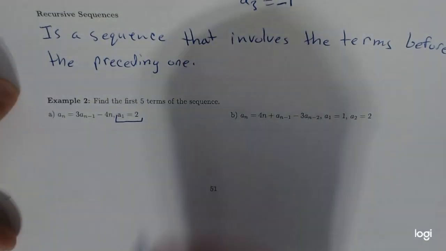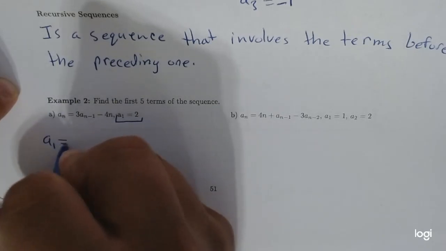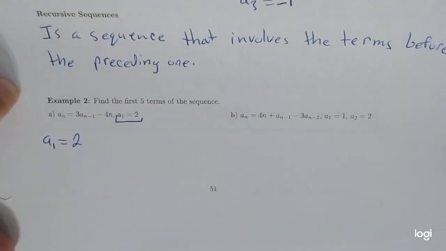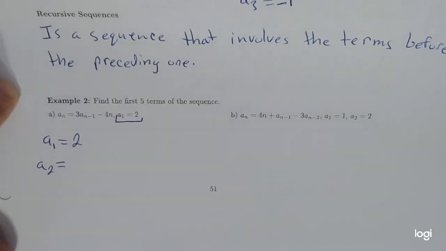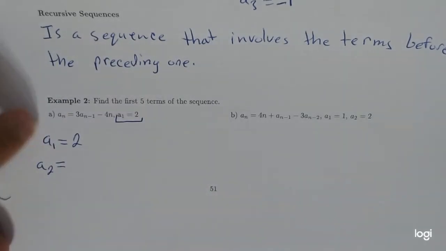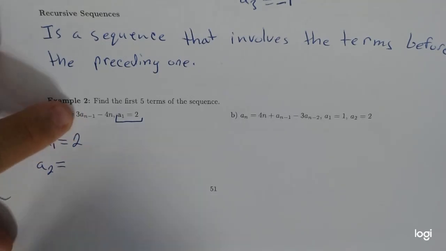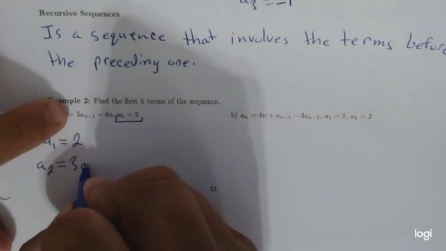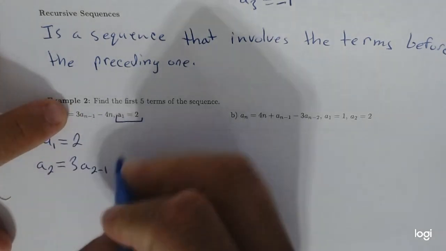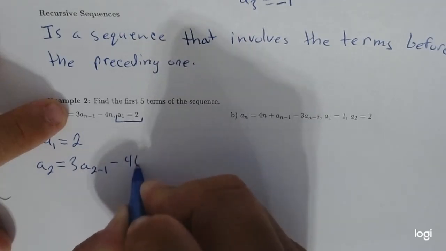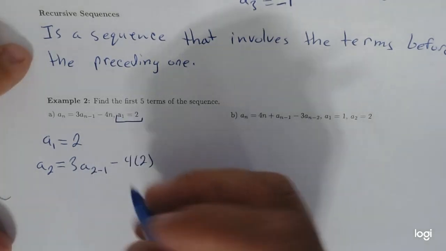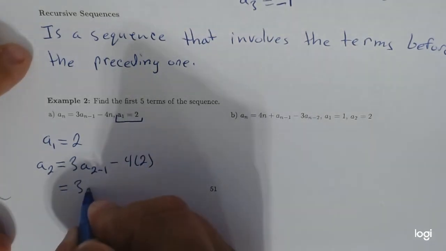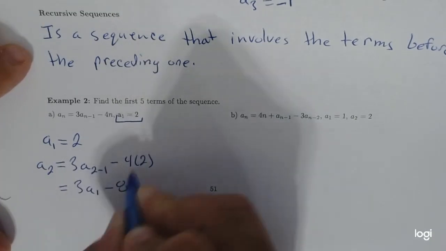Okay, so we want to find the first 5 terms. They told us the first term is 2, right? They just told it right off the bat. So next we want our a sub 2. That means we plug in 2 everywhere we see an n, right? So for a sub 2, we're going to have 3 a sub (2 minus 1) minus 4 times 2, right? All I'm doing is plugging in 2 everywhere I see an n, and I just simplify. Well, what's 2 minus 1? 1, right? That's going to be a sub 1.